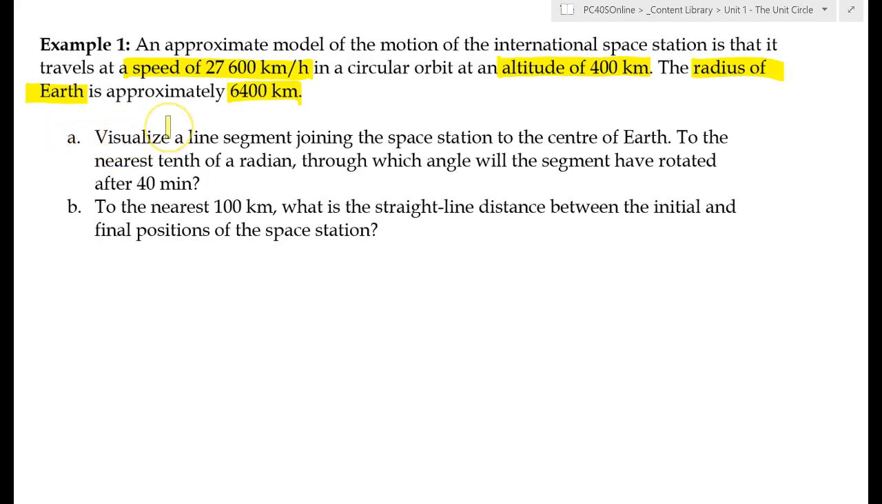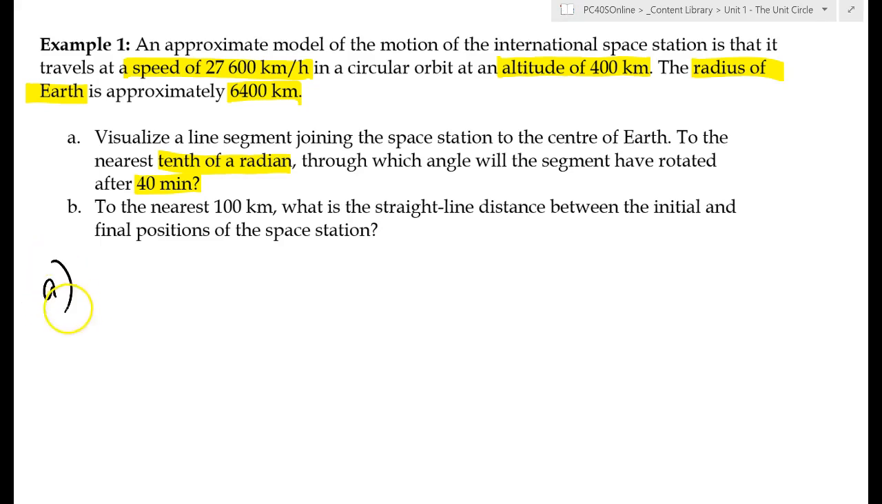A says: visualize the line segment joining the space station to the center of the Earth. To the nearest tenth of a radian, and because they tell us exactly how much, that helps me with my decimal place, through which angle will the segment have rotated after 40 minutes? So this is an application of our previous lesson, along with some understanding of speed.